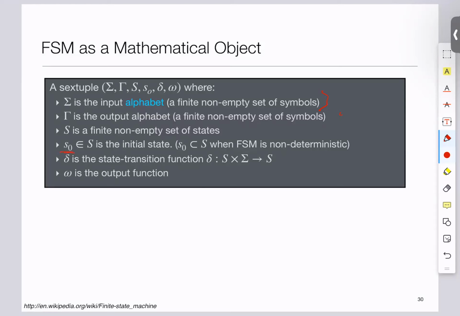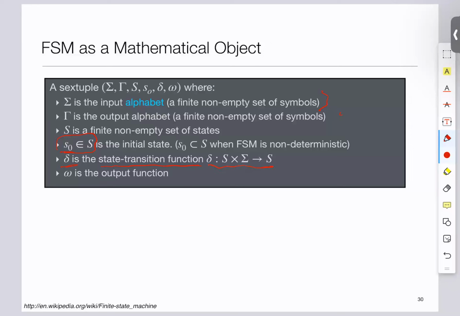S sub 0, which is a member of S, is the initial state. So there is a unique start state. When the system powers up, I will make sure that the system starts in the state called S0. Delta is the state transition function. It corresponds to my next state logic, or to the edges in my graph.